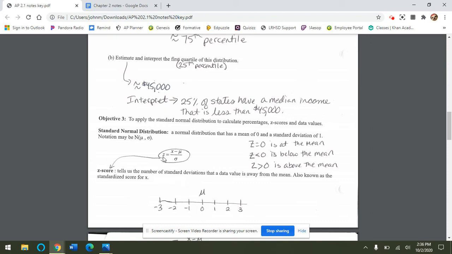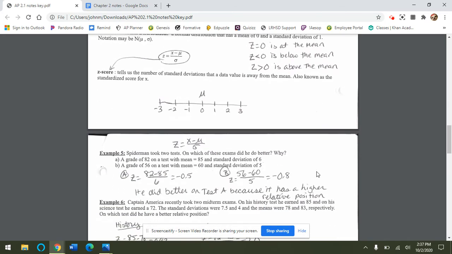Here's your z-score formula. Z equals x, the data point, minus mu, the mean, divided by sigma, the standard deviation. Z equals 0 means you're exactly at the mean. If your z is less than 0, a negative z-score, that means you're lower than the mean. A z-score that's greater than 0 means you're above the mean. So what you're going to do, and how you'll see this show up in problems, okay, is it'll pop up here.